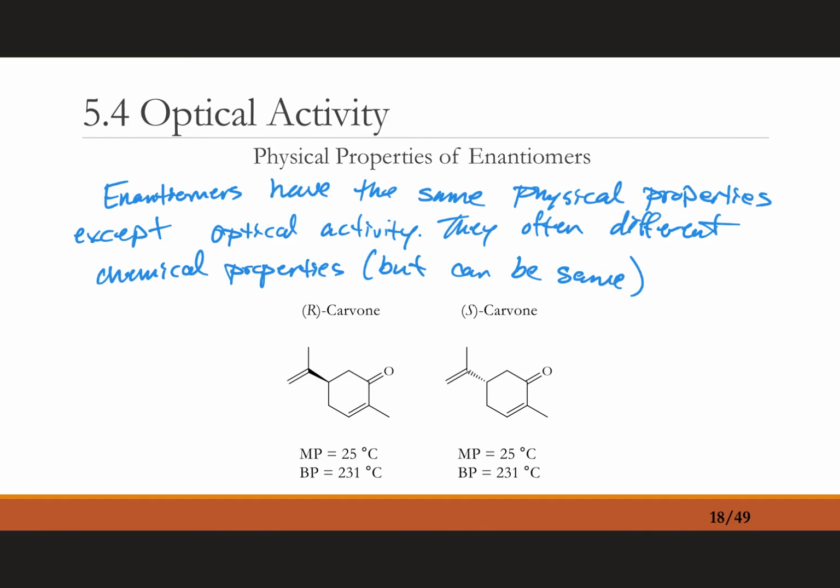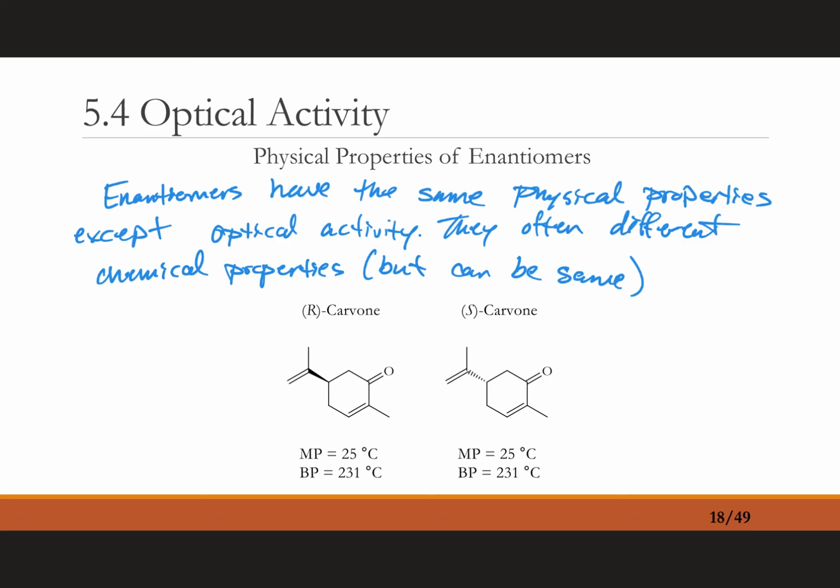Carvone is the chemical responsible for the flavor of, well, it has two distinct flavors. One enantiomer actually tastes like caraway seeds, which maybe you know that. You can go buy that at grocery stores as an herb. It's usually added to breads, like rye bread. And the other one is responsible for the flavor of spearmint, which is crazy.